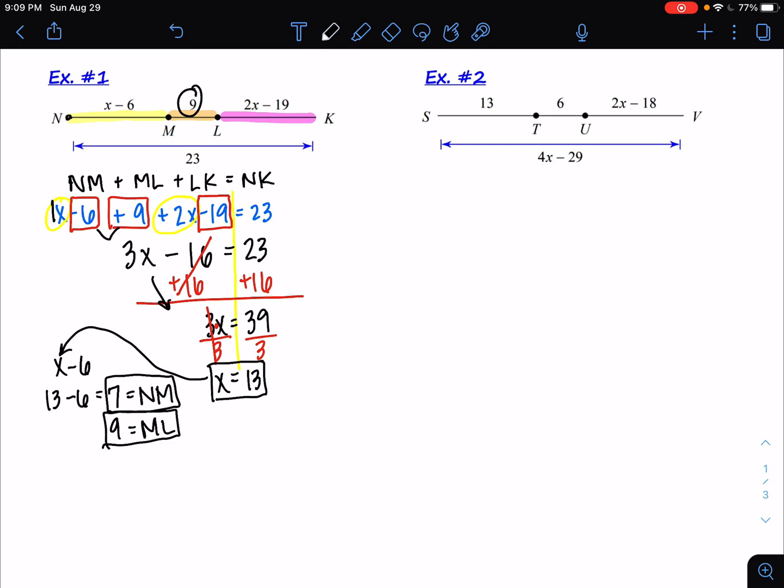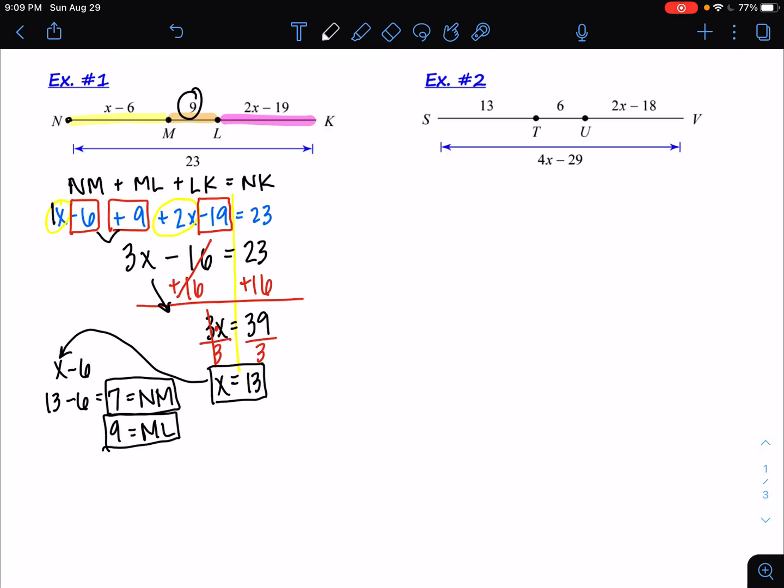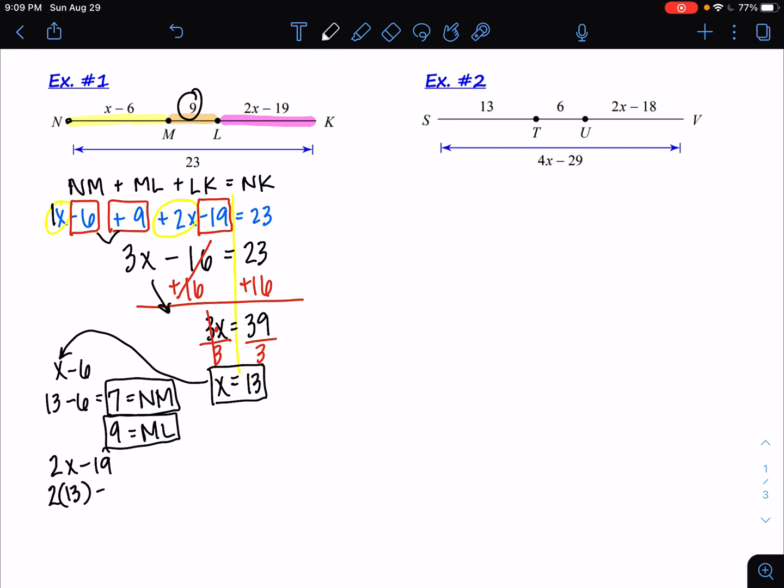And LK is 2x minus 19. So I need to substitute 13 in for my x by using my parentheses. 2 times 13 is 26. 26 minus 19 gives me 7 also. And 7 is then the distance of LK.